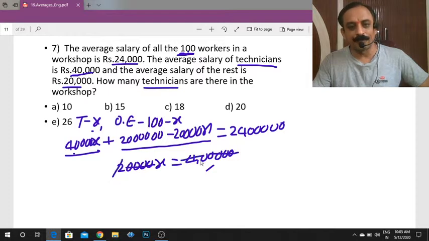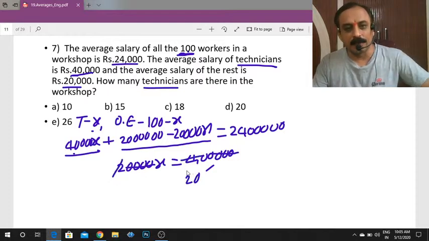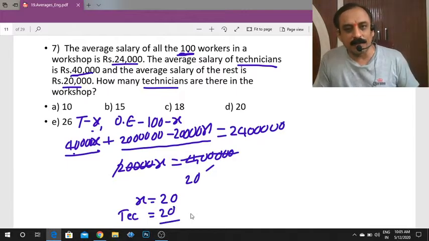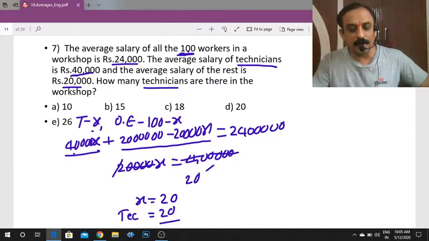2 ones are 2, 2 twenties are 20. So, 20 is equal to X. Therefore, X is equal to 20. What is X? Number of technicians. Number of technicians is 20. This is the general method. Yeah, very good. Very good, Nani. Your answer is right. So this is the general method.